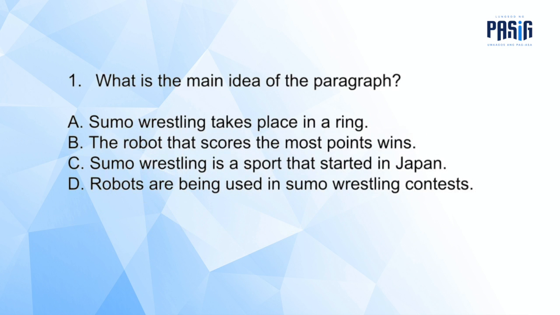First question. What is the main idea of the paragraph? Letter A. Sumo wrestling takes place in a ring. Letter B. The robot that scores the most points wins. Letter C. Sumo wrestling is a sport that started in Japan. Or letter D. Robots are being used in sumo wrestling contests.